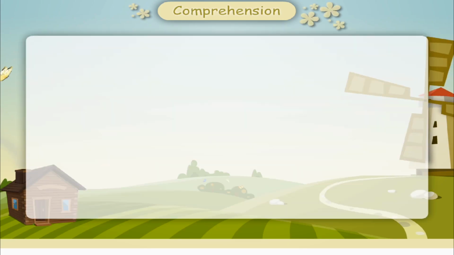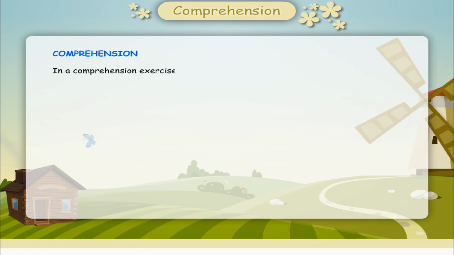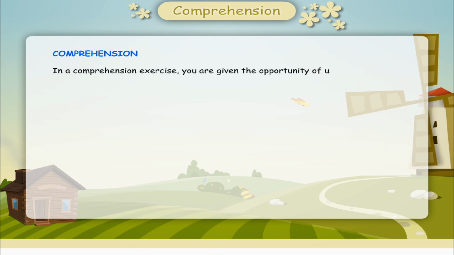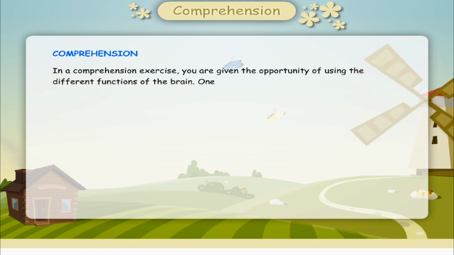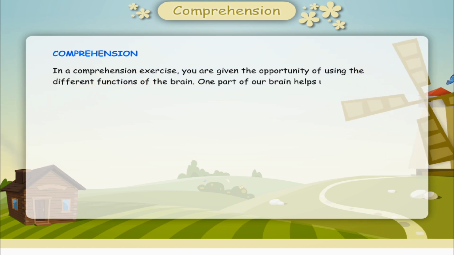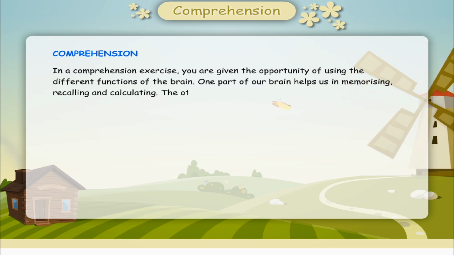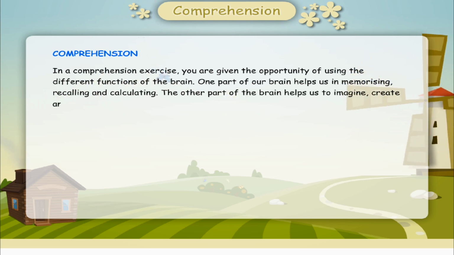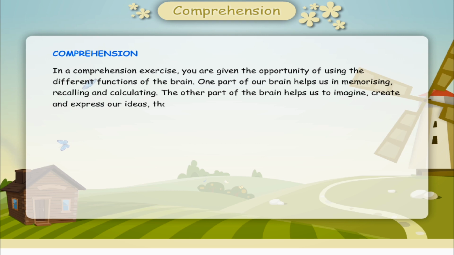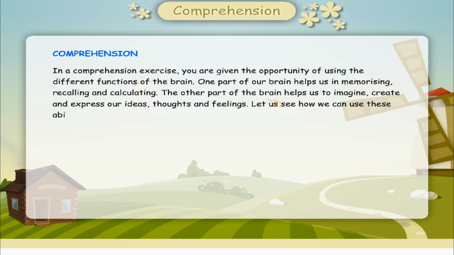Comprehension. In a comprehension exercise, you are given the opportunity of using the different functions of the brain. One part of our brain helps us in memorizing, recalling, and calculating. The other part of the brain helps us to imagine, create, and express our ideas, thoughts, and feelings. Let us see how we can use these abilities.